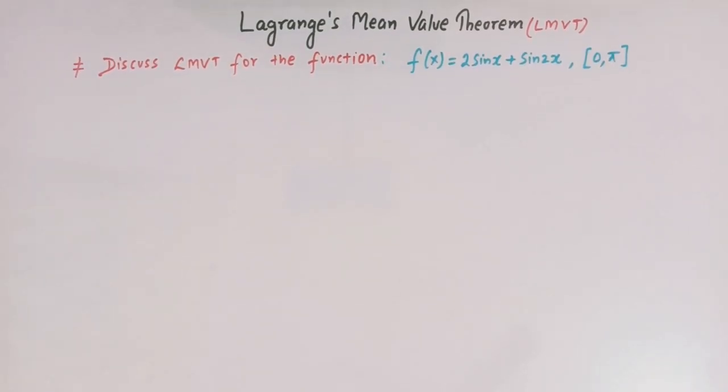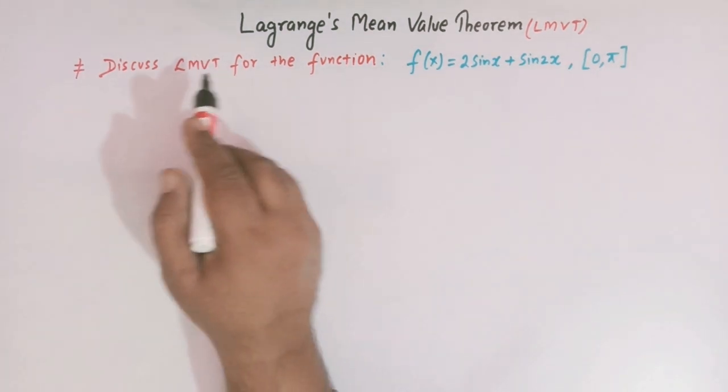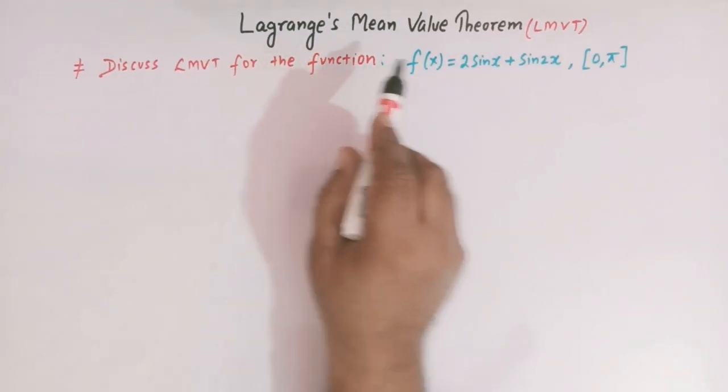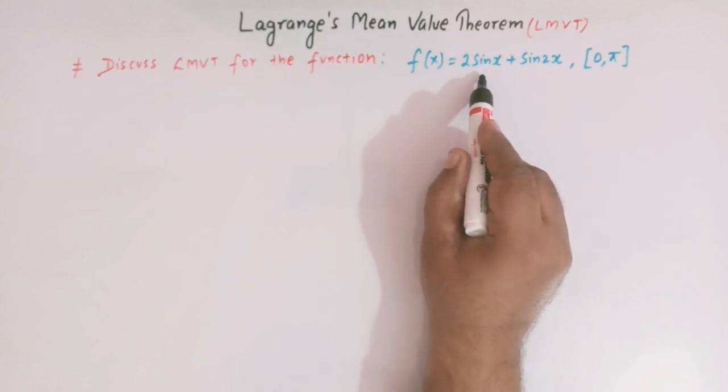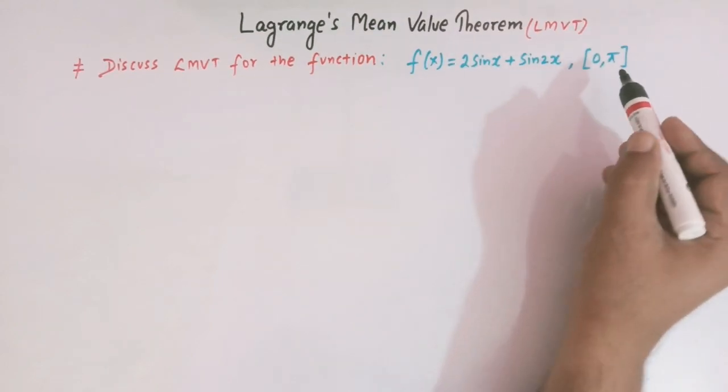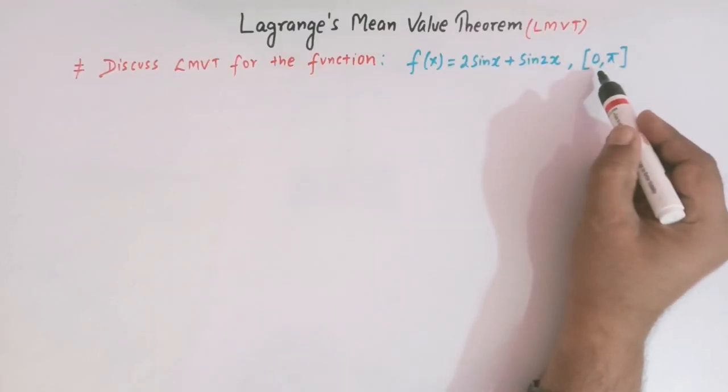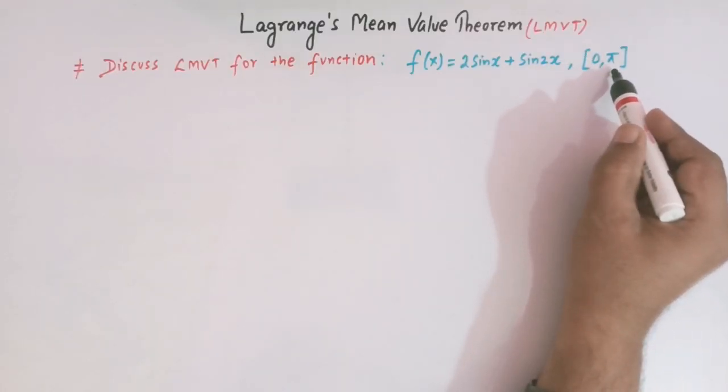Hello viewers, in today's class we are going to discuss one important problem from Lagrange's mean value theorem. Here we have to verify Lagrange's mean value theorem for the function f of x is equal to 2 sine x plus sine 2x in the indicated interval, which is 0 to pi.